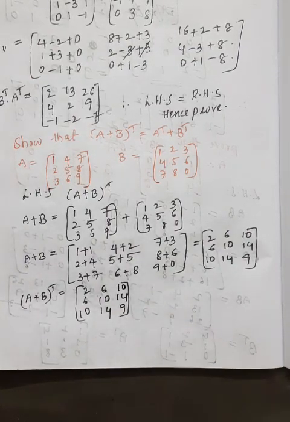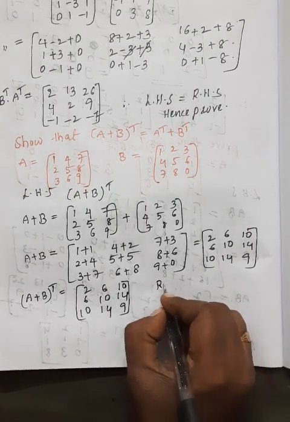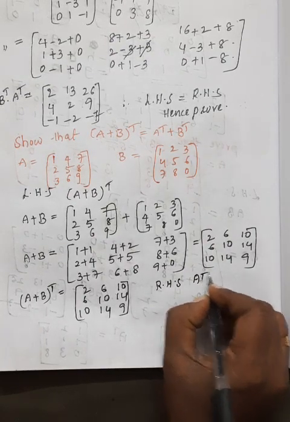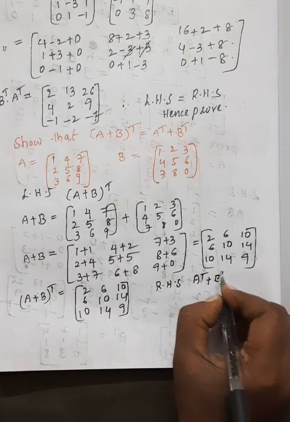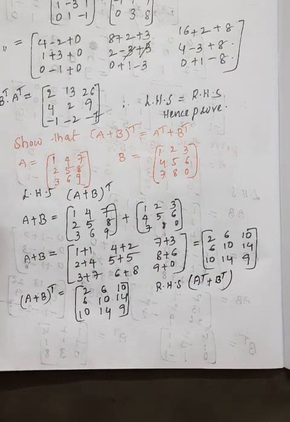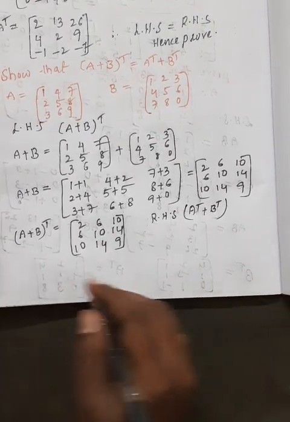So this is the answer for (A + B) whole transpose. Now we have to do the RHS, that is A transpose plus B transpose. In order to find A transpose plus B transpose, first of all we have to find what is A transpose and what is B transpose.